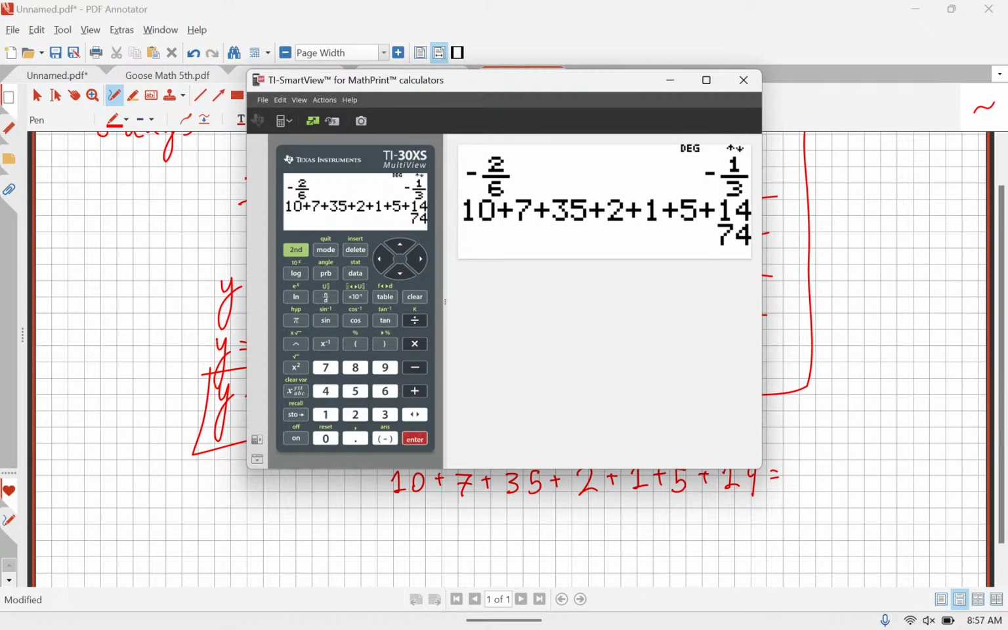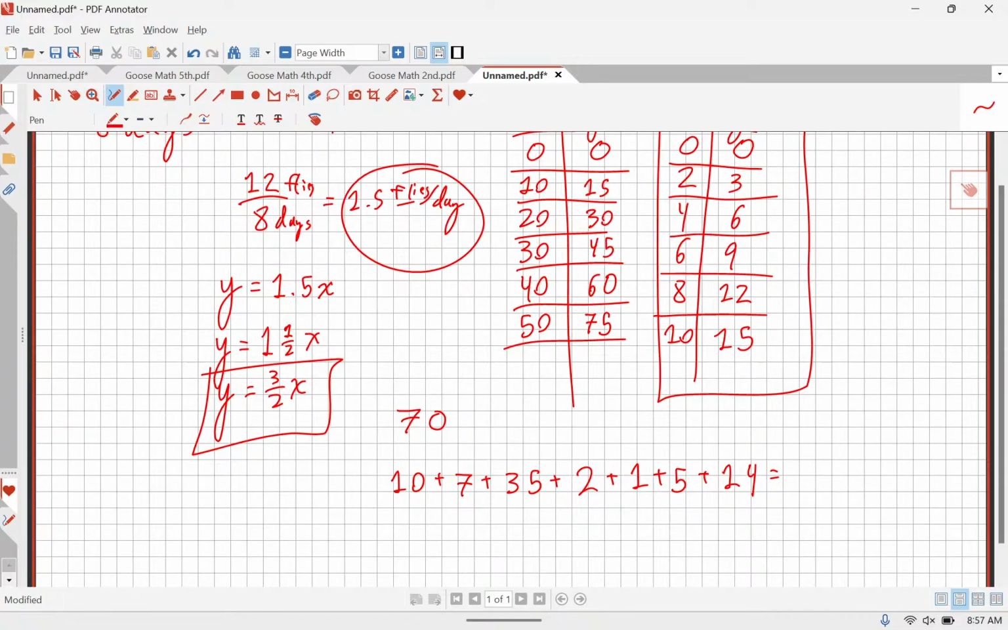74. Very good. However, I can't add up any combination of these things to make 70 exactly. That's what it means for it to be semi-perfect. I can't take any combination of these numbers and add them together to make 70 by using each one only once. And so that's why it's a weird number.